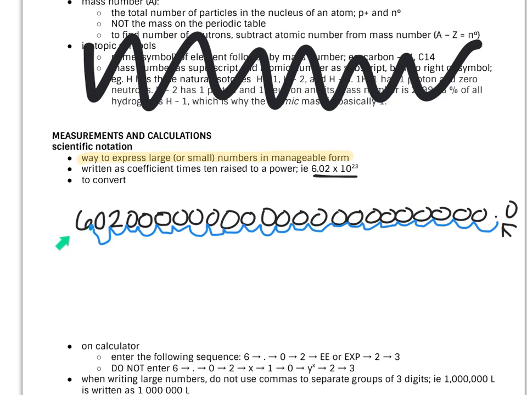So instead of writing this entire number with 21 zeros, we move it all the way over so that we get a nice and neat 6.02 times 10 to the 23rd. If you were going to do it the other way, and I give you this number, basically you have to move this decimal over 23 times, and then you'll get this number, okay?